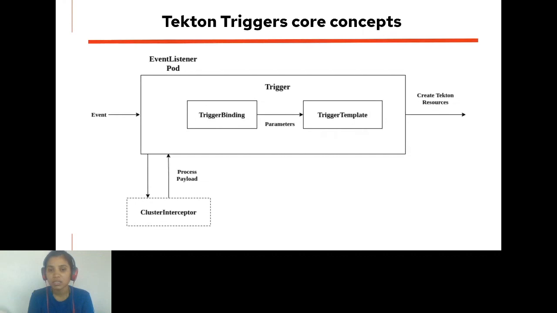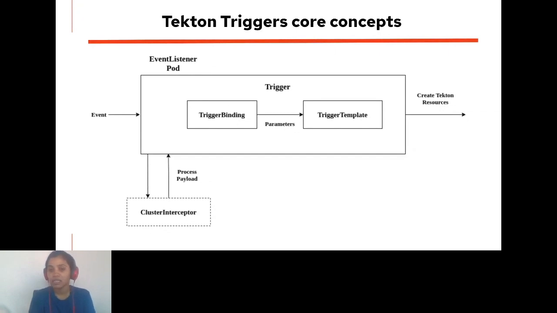Once the event comes to the event listener pod, the trigger does some operations on what to do with that event. It passes that event information to the interceptor. The interceptor does the validation, and once validation is successful, it will pass the incoming request to this trigger binding. So what does this trigger binding do? As I explained, it will extract the data, or we can say body, from the event, do some operations and pass it to the variables, and those variables will be used inside the trigger template.